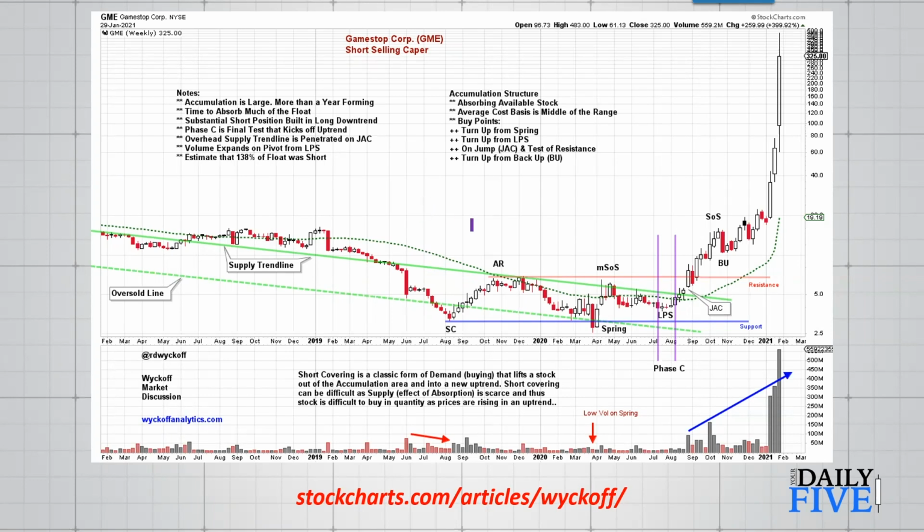Here is GameStop, and you can see here that the stock has gone through about a year of accumulation, a significant amount of time. You can see the volatility coming out of the stock, which means that the stock was being absorbed. This decline here, which is the climactic decline into the low, followed by an automatic reaction, selling climax, automatic reaction, sets the range, resistance and support for the trading range.